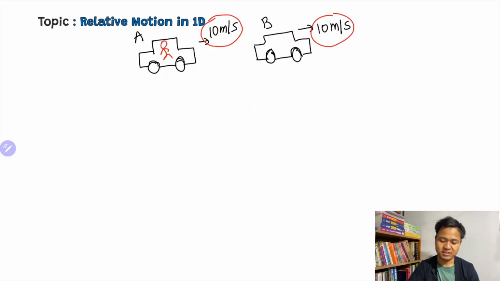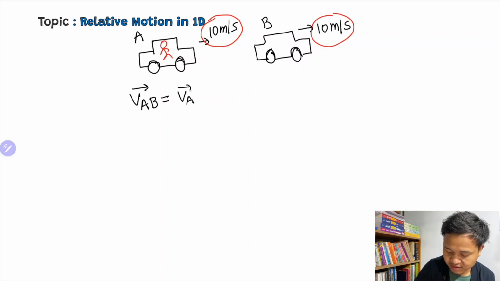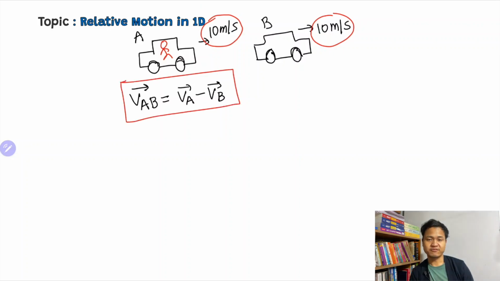So mathematically, how do you write this? Whenever you are asked to write velocity of A with respect to B, the way to write this is VA minus VB. You only have one formula in relative motion. Velocity of A with respect to B is equal to velocity of A minus velocity of B. Okay, so that is the formula.